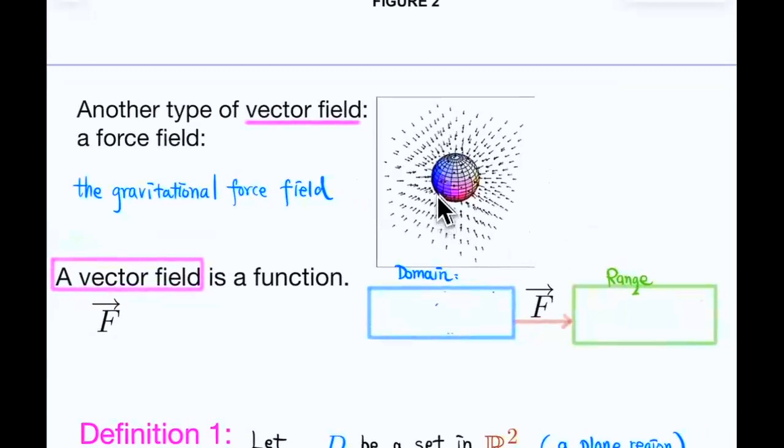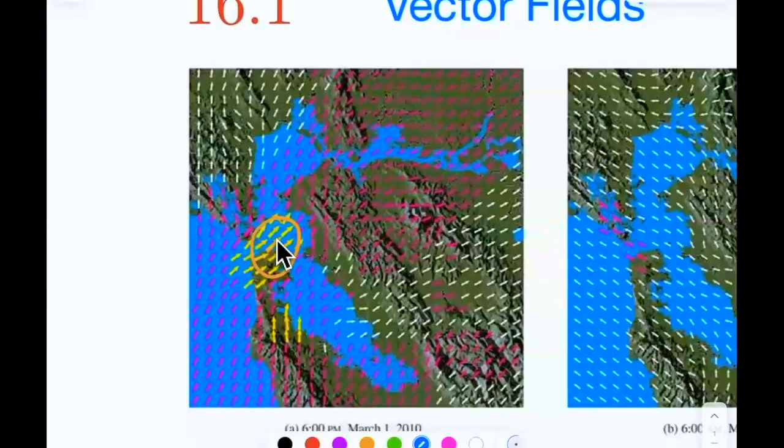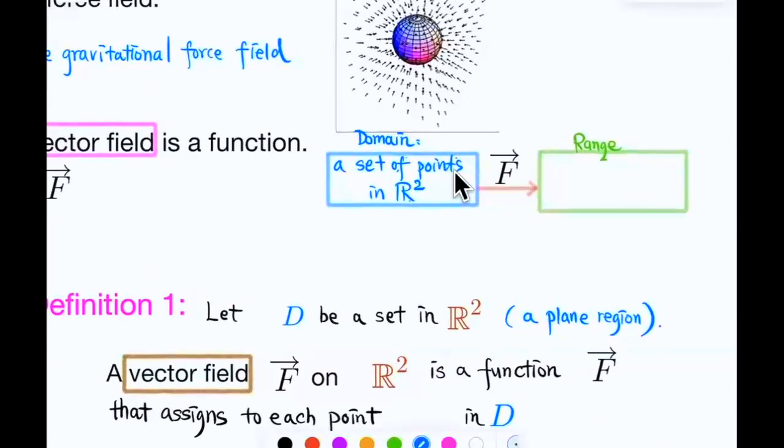So what's the domain of a vector field? The domain of a vector field could be a set of points in R2. Let's write down. For example, what we had before, remember this one right here. The domain for the vector field is every point on this square over here, right? And what is the range for that one? The range of that is a set of vectors in V2.